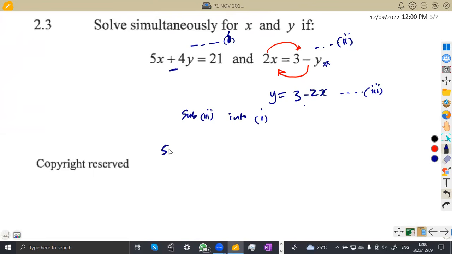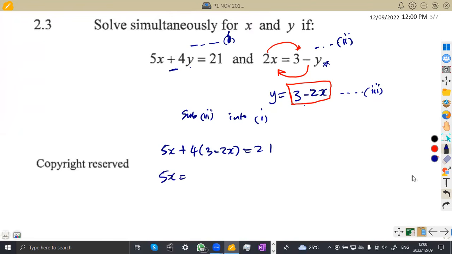All right, so it's going to be 5x plus, in place of y, we are going to substitute the value of the expression, which is 3 minus 2x. All right, so we are going to have 4y here, which is 4 multiplied by 3 minus 2x, which is equal to 21. All right, since we are now having x, we can just expand brackets and solve for x. It's now a normal equation, the one that we are used to. So we are going to have plus 4 times 3, which is 12, 4 times negative 2x, that is negative 8x. So we multiply by the number that is outside of the bracket. All right, so this is equal to 21.